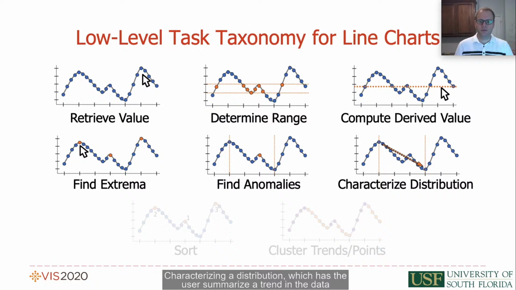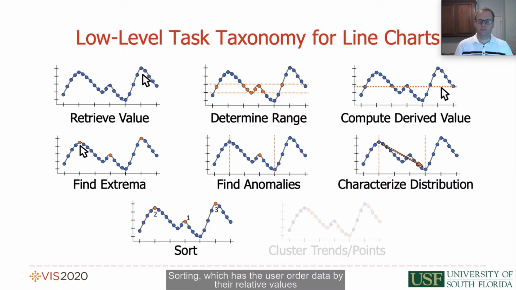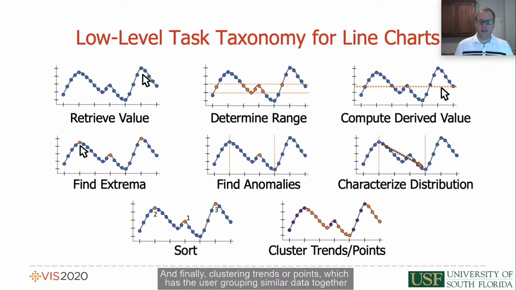Characterizing a distribution, which has the user summarize a trend in the data. Sorting, which has the user order data by their relative values. And finally, clustering trends or points, which has the user grouping similar data together.